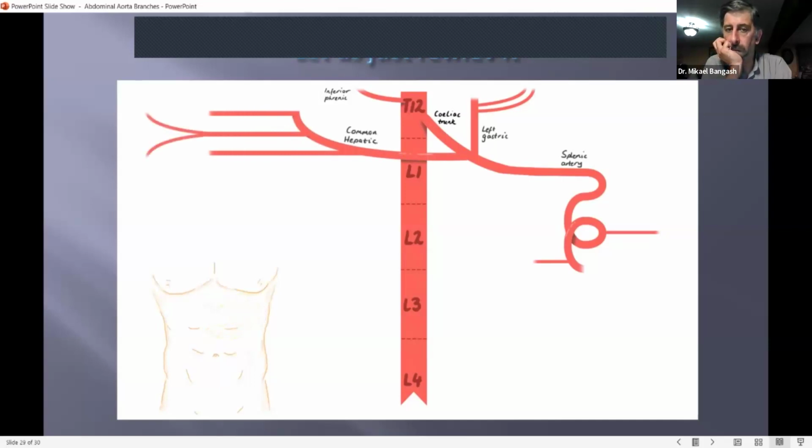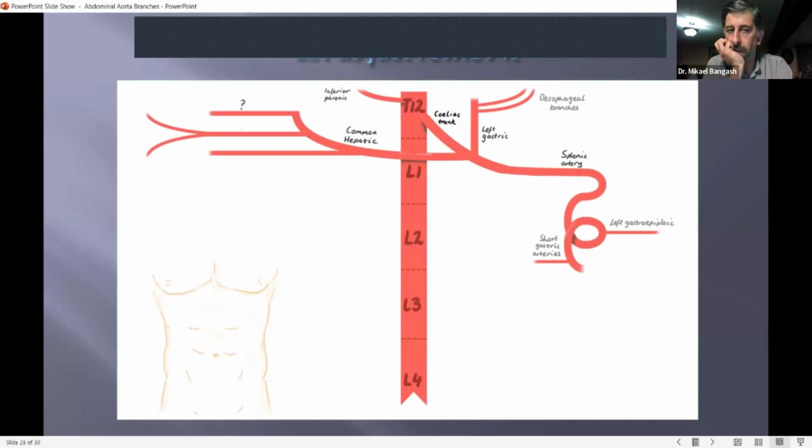Off the splenic artery, we have two main arteries that supply the stomach, the short gastric and left gastroepiploic arteries. Off the left gastric artery, we have branches to a structure that runs parallel to the aorta, then runs into the stomach. These are esophageal branches.